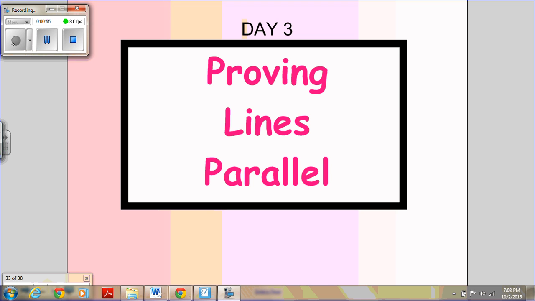So the new friends that we've talked about this week, the alternate exterior, alternate interior, consecutive, and corresponding, will only be those respective measures, either congruent or supplementary, if the lines are parallel. So if the lines aren't parallel, then you can't say that those things are true.